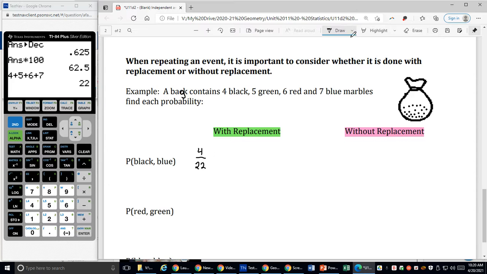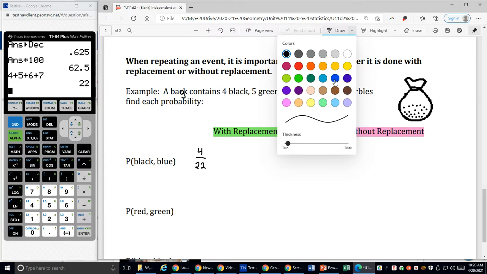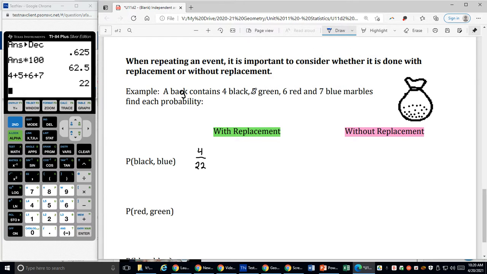Okay. Then I want to look at blue marbles. There are 7 blue marbles. Now it says with replacement. So that means there are still 22 marbles in the bag. And we're going to multiply these together.